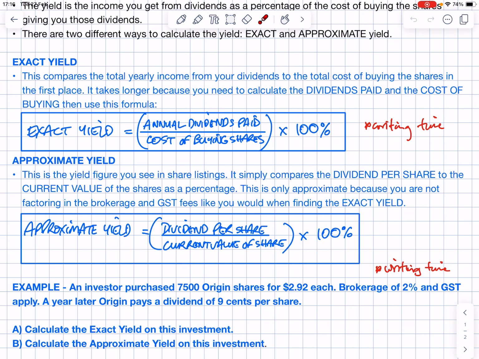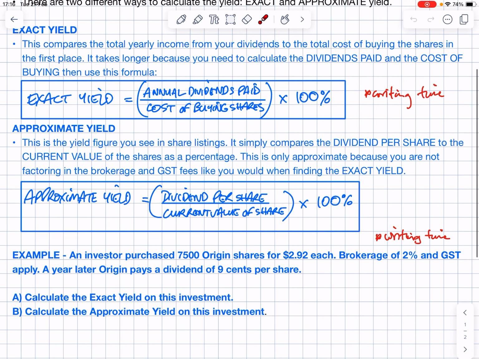So what is the exact yield? This compares the total yearly income from your dividends to the total cost of buying the shares in the first place. It takes longer because you need to calculate the dividends paid, which is a calculation we did a couple of lessons ago, and the cost of buying, which we did right at the start of the topic. And then the results of the dividends paid and the cost of buying calculations you put into this formula to find the exact yield. It's the annual dividends paid divided by the cost of buying the shares in brackets, and then you times it by 100%. That's to find the exact yield.